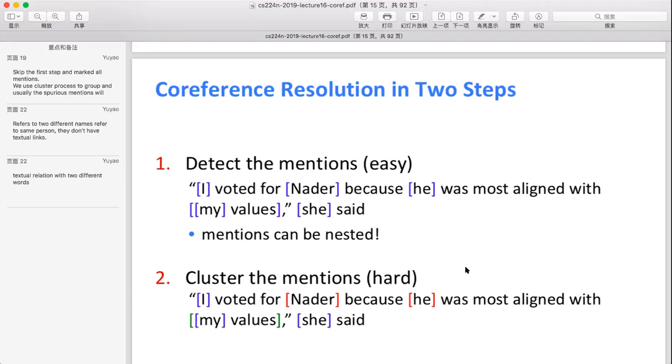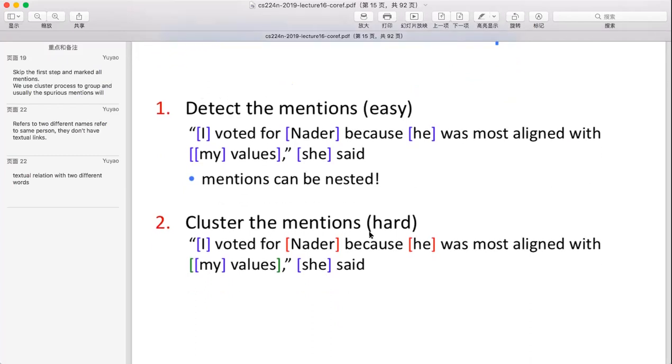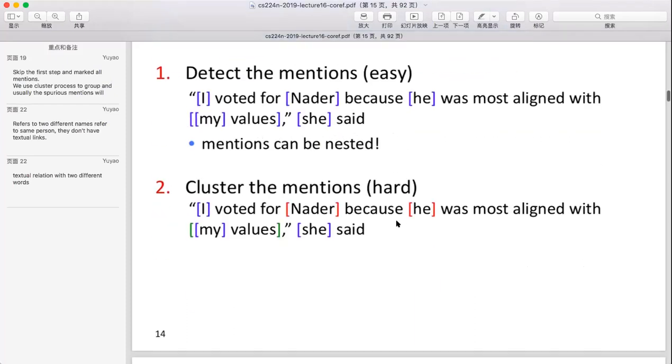Okay, that's great. So here, for example, in this sentence, I, neither, he, my, she are all mentions. The second step is, after we detect all the mentions, we need to cluster them. When we read this sentence with our human brain, we see he refers to neither, and I, my, she is another group, which refers to the same person. So basically it's two steps for our coreference resolution system.